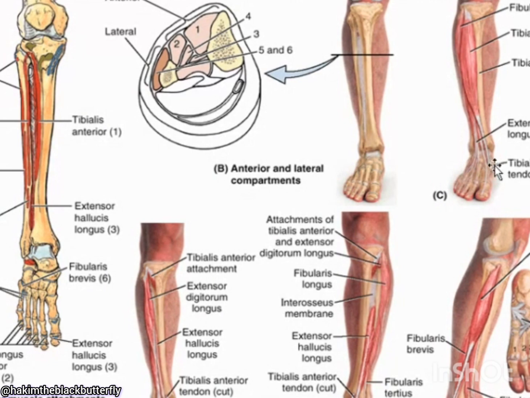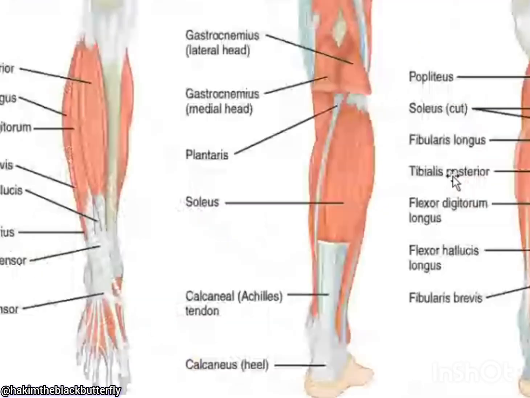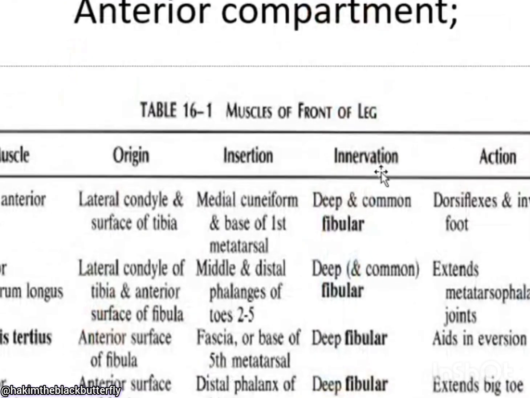We have a bone there known as the medial cuneiform and metatarsal number 1. And this muscle, when it contracts, you dorsiflex the foot. Dorsiflexion means that you lift it up. That is our muscle known as tibialis anterior. We are on muscles of the anterior compartment of the leg.